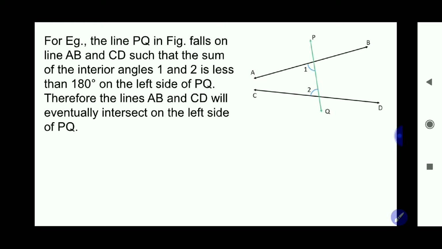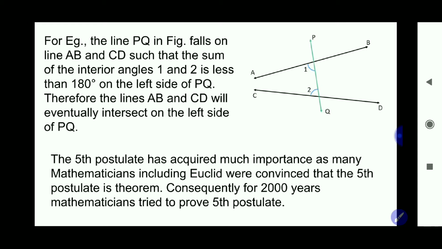for example, the line PQ in the figure falls on lines AB and CD such that the sum of the interior angles 1 and 2 is less than 180 degrees on the left side of PQ. Therefore, the lines AB and CD will eventually intersect on the left side of PQ. The fifth postulate has acquired much importance as many mathematicians, including Euclid, were convinced that the fifth postulate is a theorem. Consequently, for 2000 years, mathematicians tried to prove the fifth postulate.